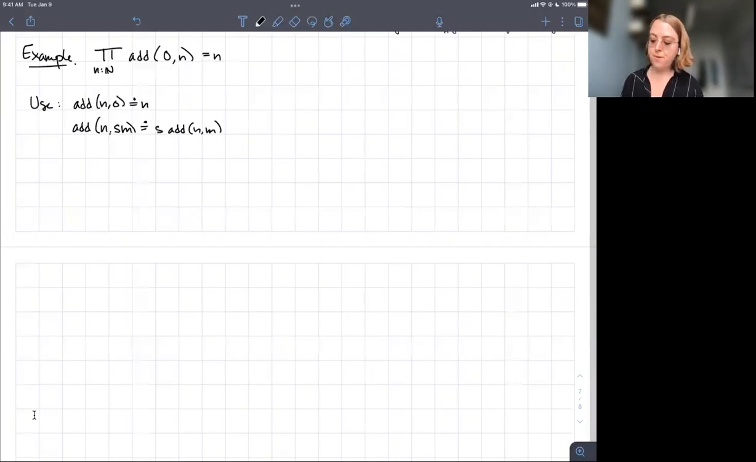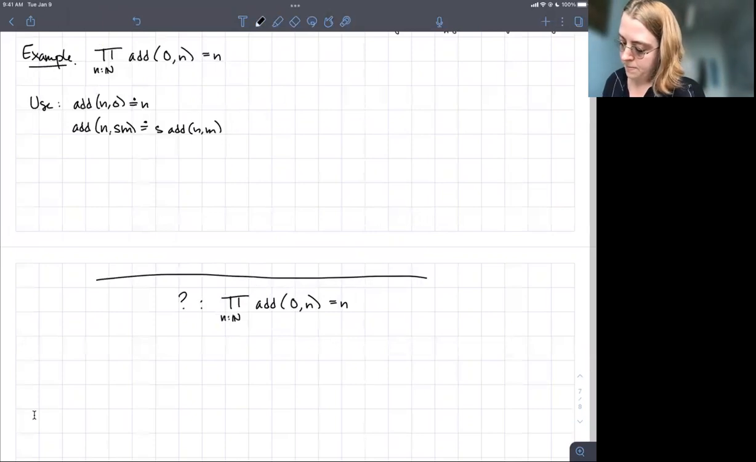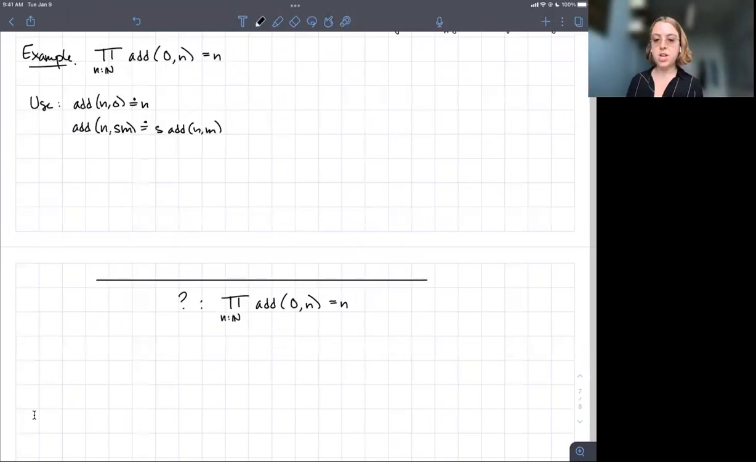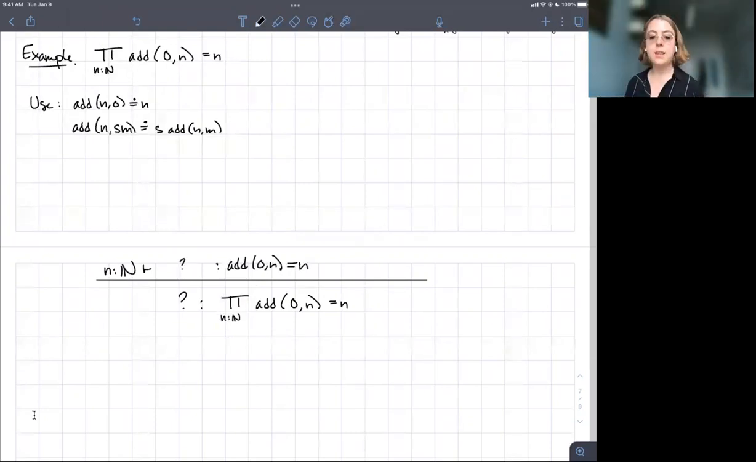Okay, so how do we prove something like this? So again, at the bottom, I'm going to write what we want. We've got this guy that we want to prove. We have a function type here that we're trying to prove. We have a for all n in N. So we're going to do function or implication or pi introduction backwards to assume n in N. And then we don't know what we're going to get, but we're hopefully going to get something in this type.